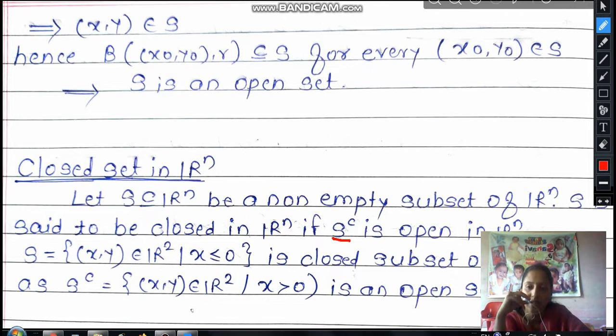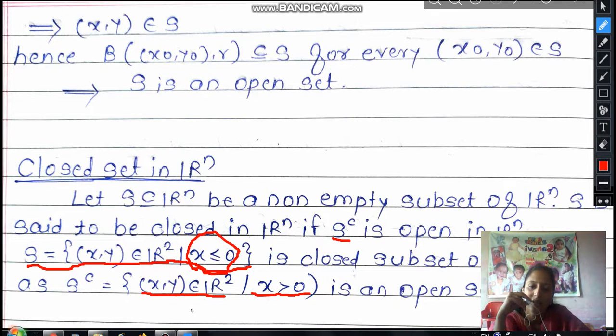Now consider the set S equal to (x, y) belonging to R2 such that x is less than or equal to 0, which is a closed subset of Rn. If this set is closed, then its complement is open in Rn. Now what is the complement of this set S? S complement is equal to all such points (x, y) belonging to R2 such that exactly the opposite of the condition x less than or equal to 0. The opposite condition of x less than or equal to 0 is x greater than 0. So the set S complement contains all the points (x, y) belonging to R2 with x greater than 0.